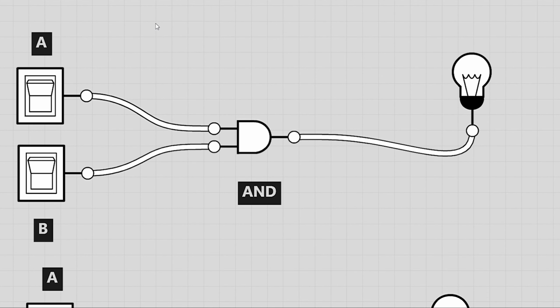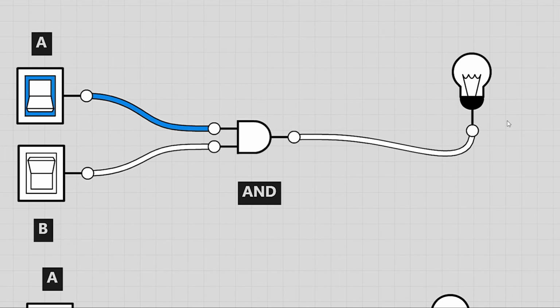In this, we'll see how the logic gates work. Here, the inputs are A and B, and the output is the bulb. First of all, we'll see for AND gate. When both the inputs are 0, the output is 0.